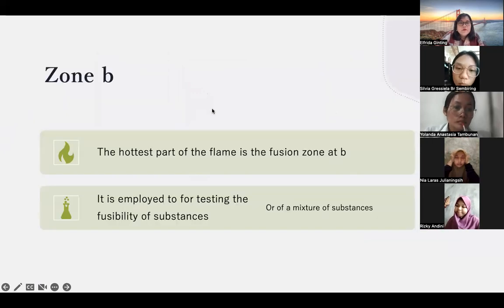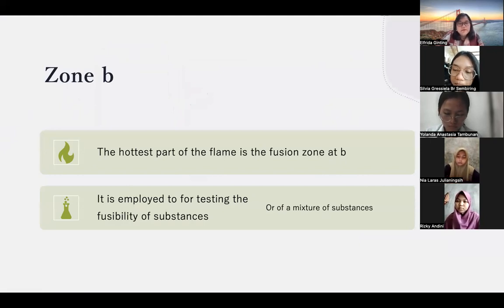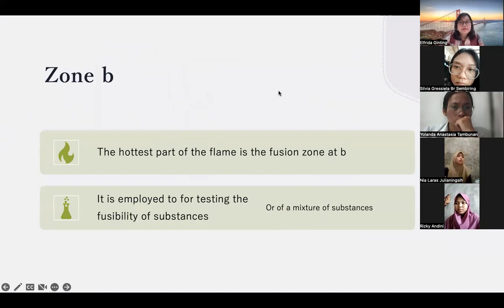Okay, now. We already learned that zone B is the hottest part of the flame, and usually we test a substance that is a mixture. Campuran, yeah, campuran. Not only a single substance, but a mix of substances.